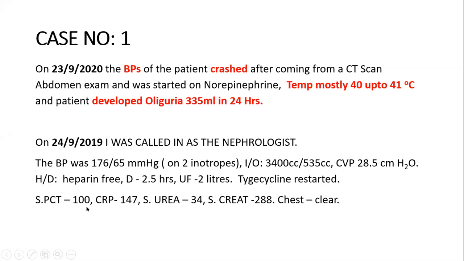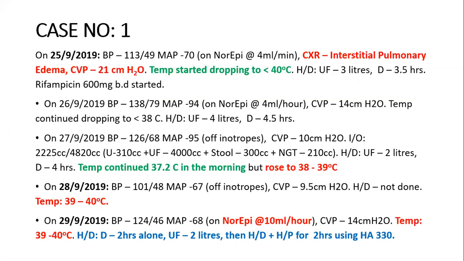At that time the CRP shot up to about 100, with creatinine of 288. The patient's condition started to improve a bit with hemodialysis, and the temperature started going down. But only 2 to 3 days later, the temperature started going up again, reaching 39 to 40 degrees centigrade. This is when I decided that maybe this patient should benefit from hemoperfusion.